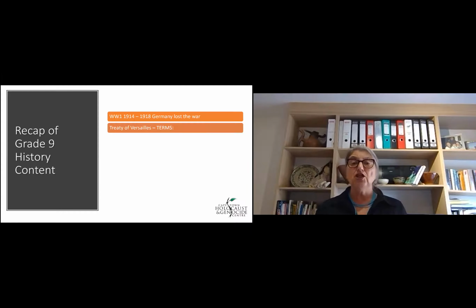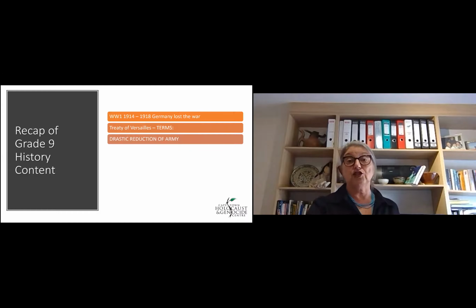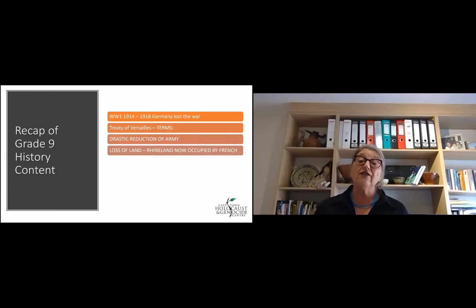After World War I, Germany has to sign this treaty, and the terms of the treaty are really onerous. That means really heavy, really hard. So they have to reduce their army drastically. They lose land, part of which is the Rhineland, which is occupied by the French. And most of the French occupiers, and I want you to remember this, are soldiers from Africa, from countries that the French have colonized, for instance from Senegal. So in the Rhineland, there are French soldiers who are African soldiers.